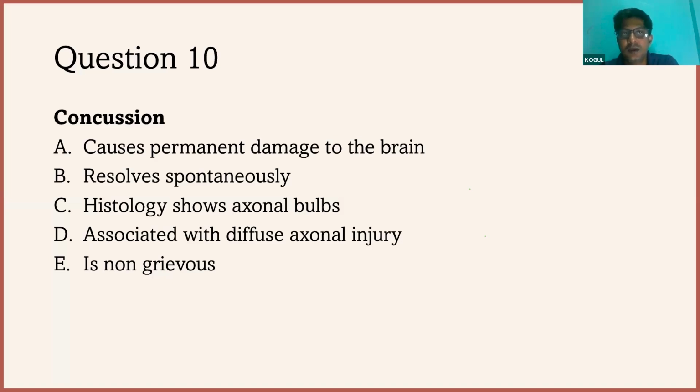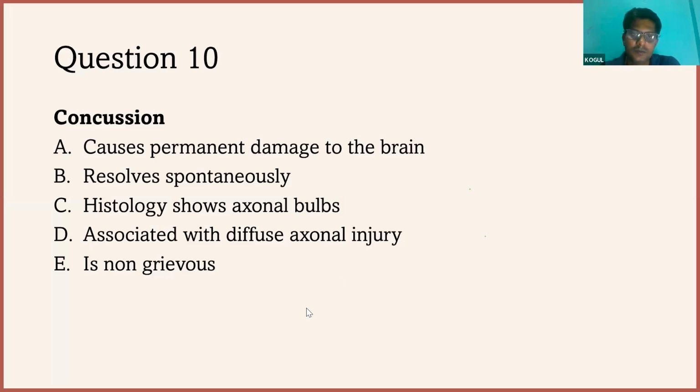In concussion, we can see only myelin sheath damage, sometimes not even that. So it's temporary, and the myelin sheath will re-form without any damage. So that is false: concussion associated with diffuse axonal injury.